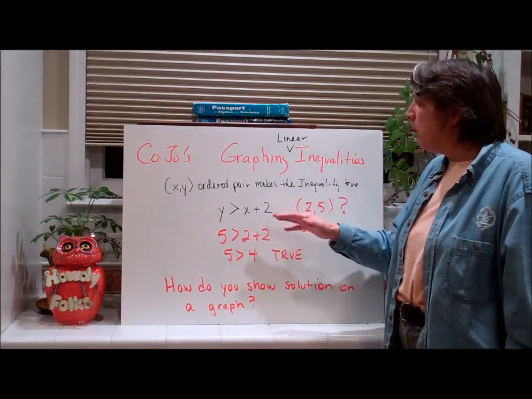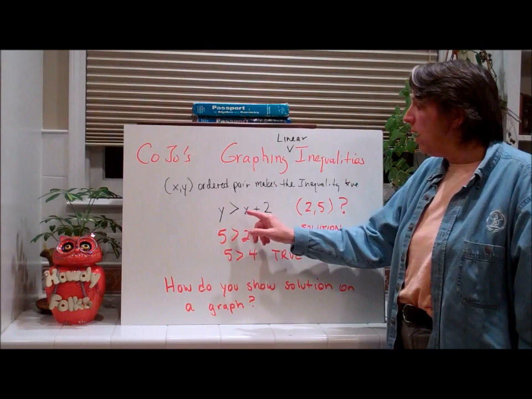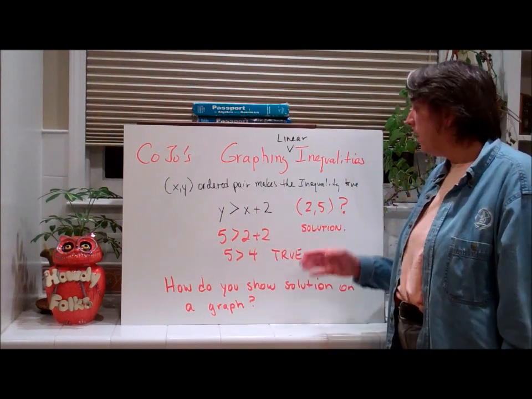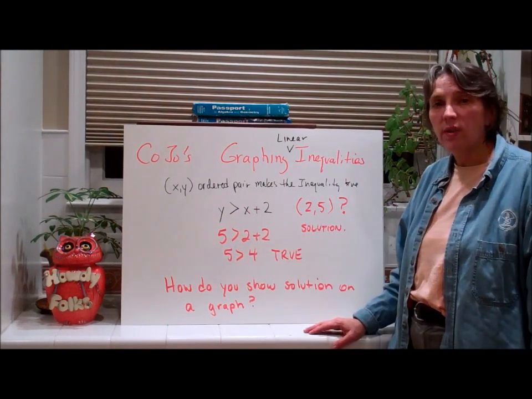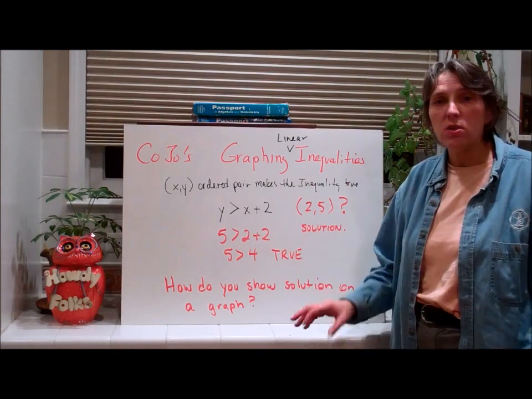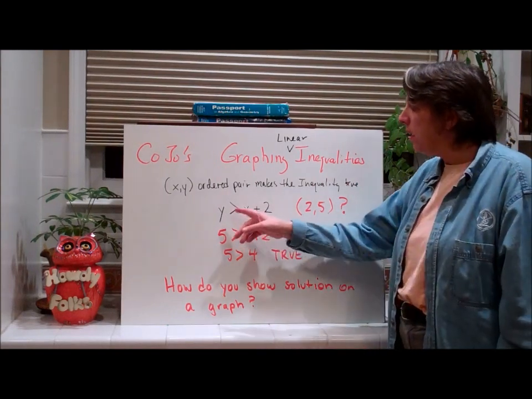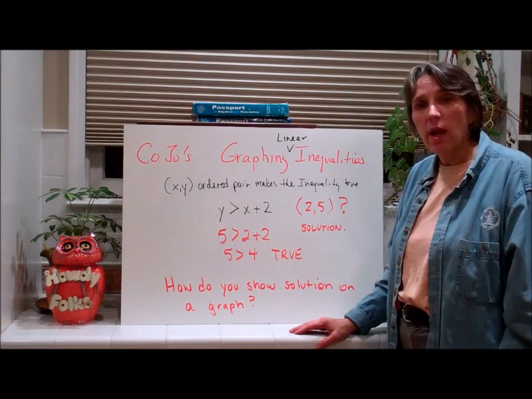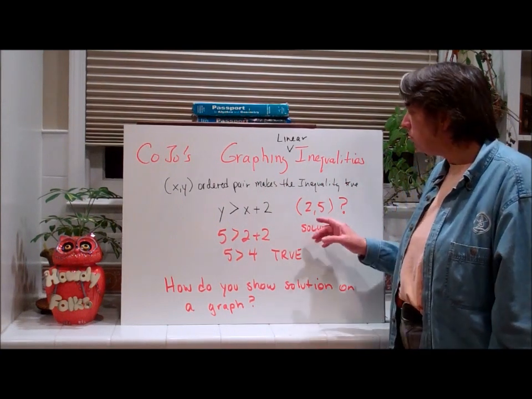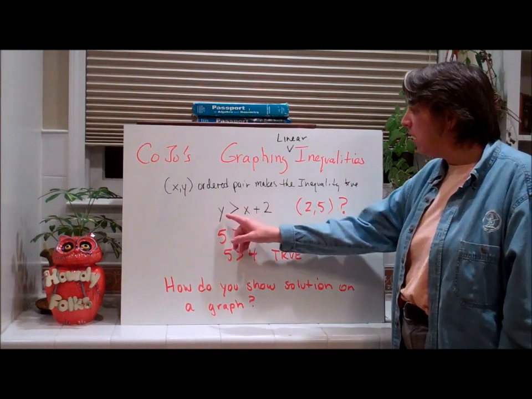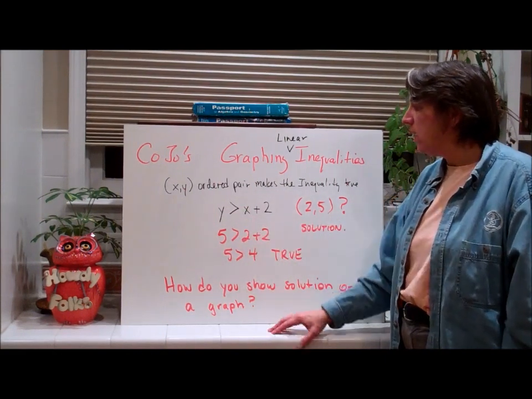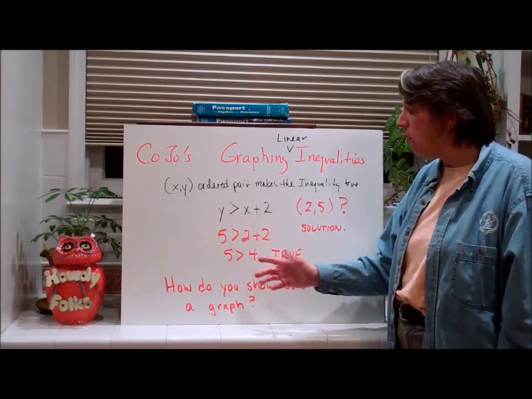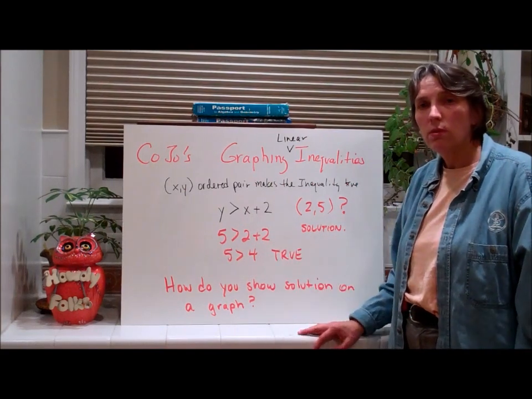So what we do is, if I give you an inequality y is greater than x plus 2, and then I give you the ordered pair 2, 5, and I have a question mark, is it a solution? You plug it in to the values of x and y and you replace it. That will be on the test this week. So if I plug in a 5 for y and a 2 for the x, I get 5 is greater than 4. Well, that's true.